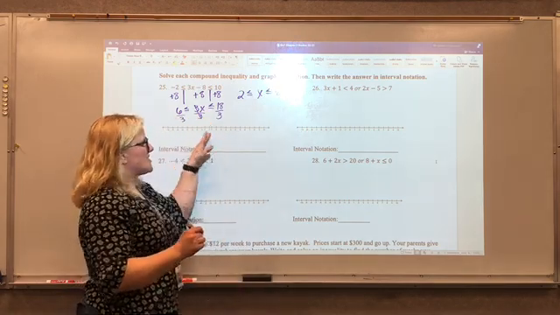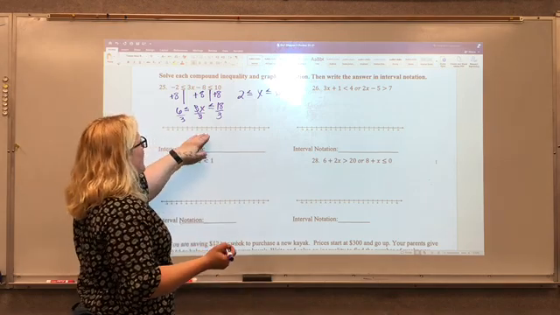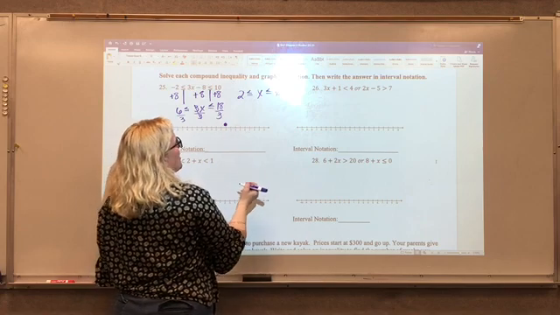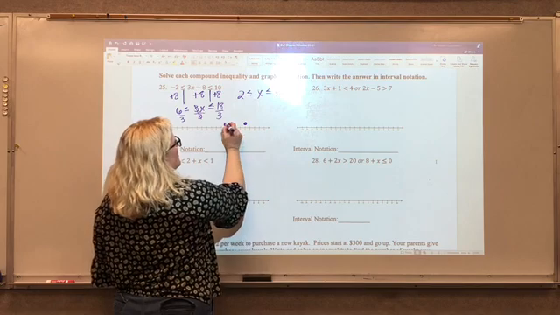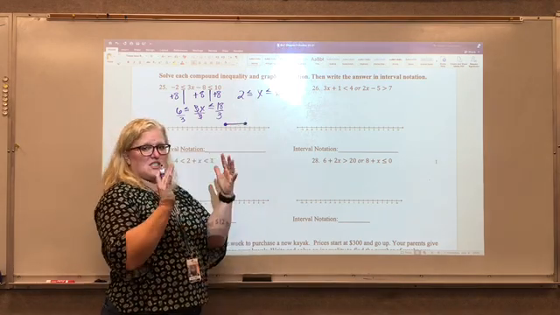And this is nice because I gave you a number line with the numbers on it already. So we've got a solid dot on 2 and a solid dot on 6, and then we connect those because this is a sandwich. It's sandwiched in.